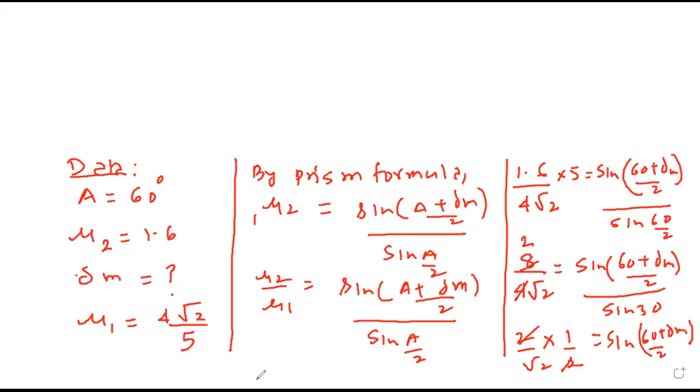So I cancelled, 4 into 2 is 8. There is a calculation error? Sir, the 2 should come on the numerator because it is in the denominator. No, see, sine 30 goes to that side, so it is 2 into sine 30, and sine 30 is half. When it goes to the numerator, it becomes reciprocal. We did cross multiplication like this.